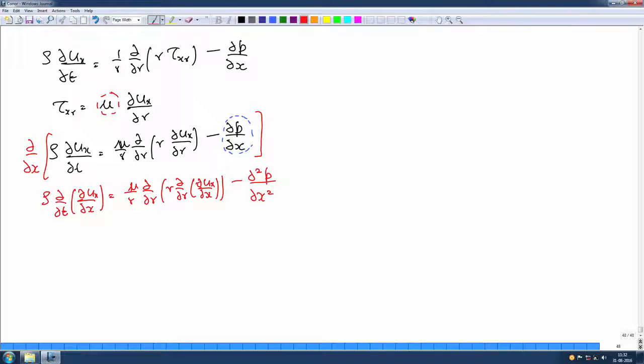Since the flow is fully developed, the variation of velocity with respect to x is 0 on both sides. dux by dx is equal to 0 on both sides, and what that implies is that the second derivative is equal to 0. d square p by dx square is 0. That means that dp by dx is equal to a constant. So, for a pipe flow, if it is fully developed, dP by dx has to be equal to a constant, or the pressure has to be a linear function of position.